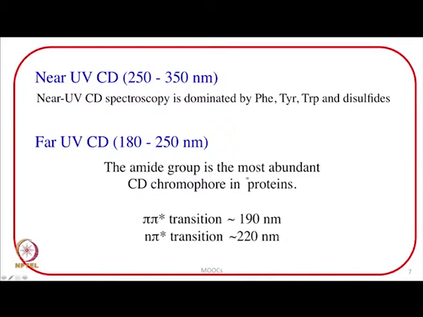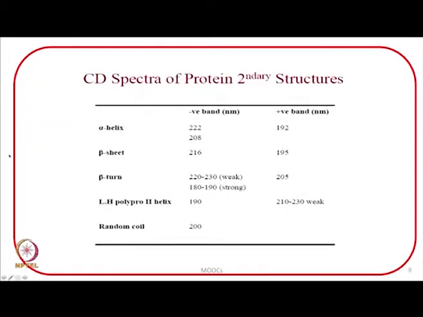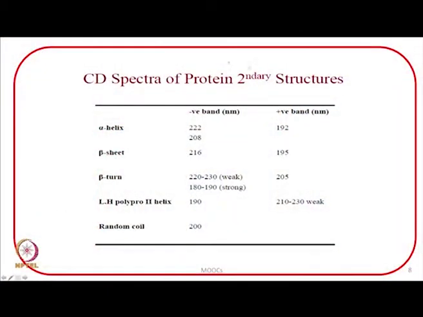in which the amide group is the most abundant CD chromophore in proteins, gives rise to bands. For example, pi-pi star transition will be observed at 190 nanometer and n-pi star transition observed at 220 nanometer. But what is more important at this point, for understanding qualitatively the secondary and tertiary structure of a protein, is that the numbers presented in this table are important.